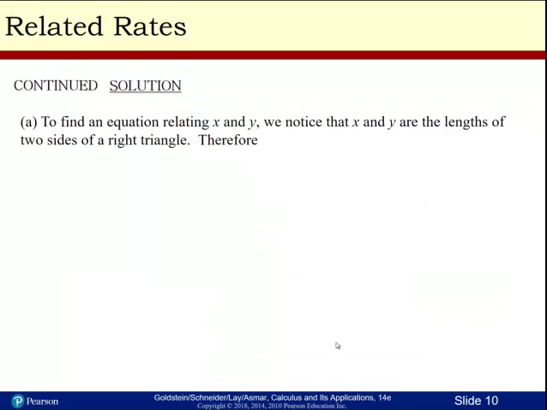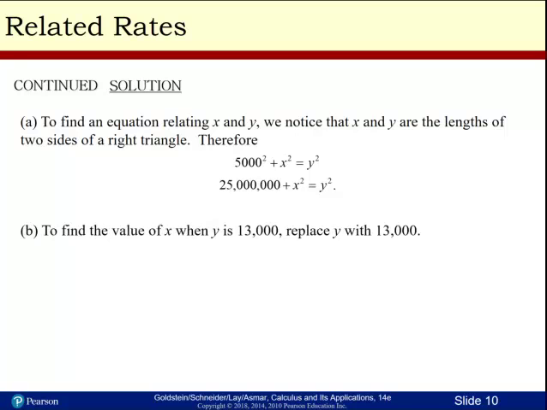First up, we need to find an equation relating x and y. We notice that x and y are lengths of the two sides of a right triangle. Oh yeah, so let's use the Pythagorean theorem. So we've got 5,000 squared plus x squared equals y squared. So just simplifying that a little bit, I got 25 million plus x squared equals y squared. Love these big values. And that was all I needed to do for that question.